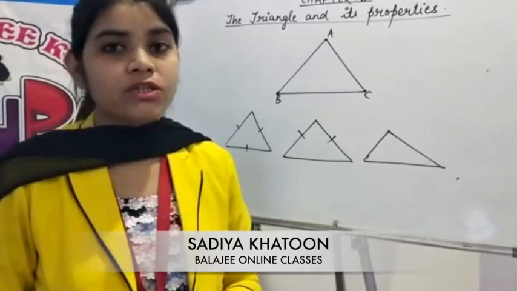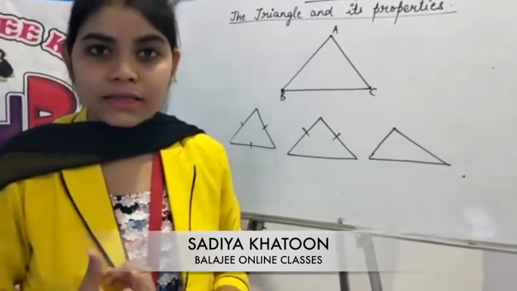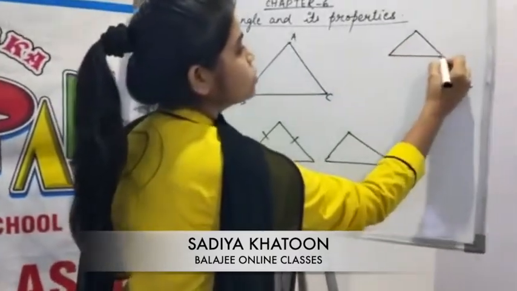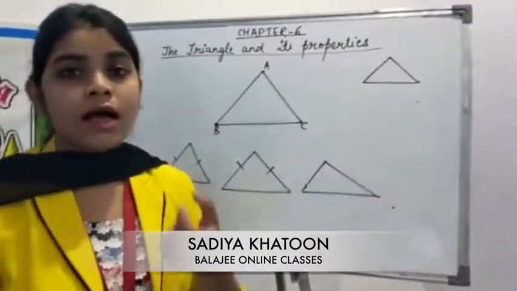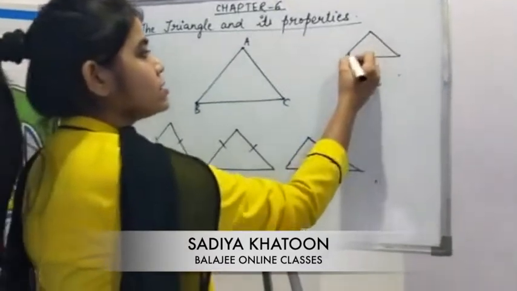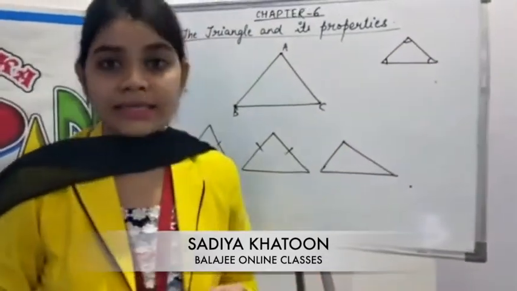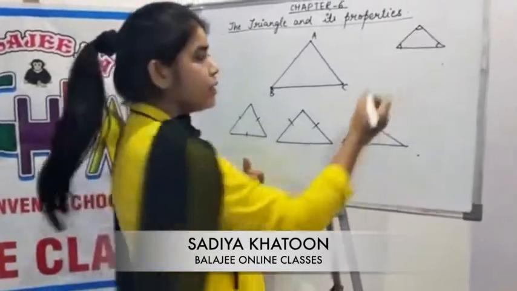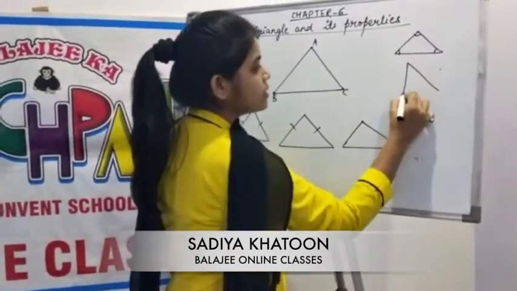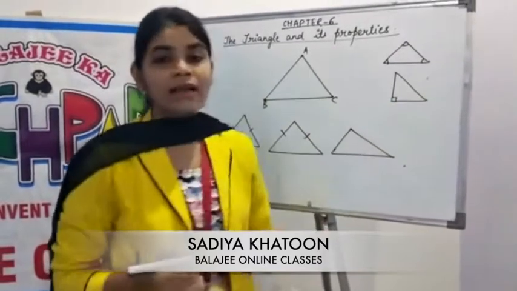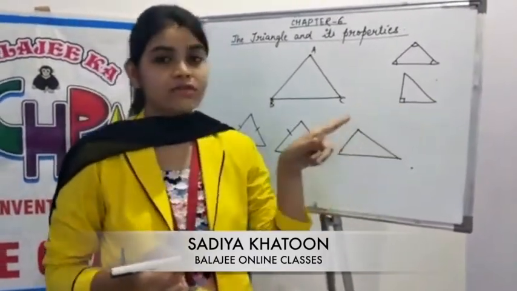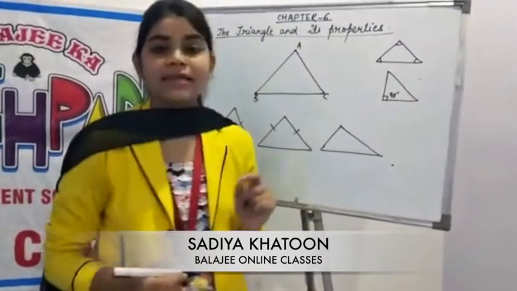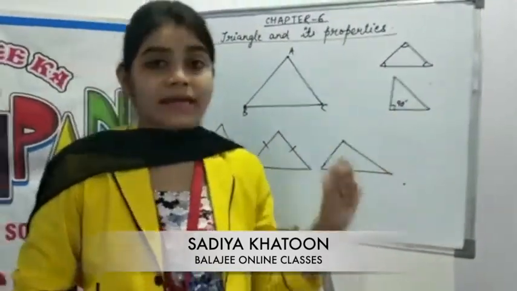Next is the classification on the basis of their angles. So first one is acute triangle. Acute triangle has all the angles less than 90 degrees. Next one is right angle triangle, in which one angle of this right angle triangle measures 90 degrees. That is why it is called right angle triangle. So this is the right angle triangle.